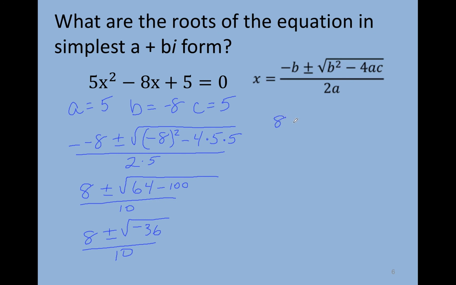I'm going to reduce that now, simplify that radical. Square root of negative 36 is 6i over 10. Let's split that up. 8 over 10 plus or minus 6i over 10. And then we're going to reduce our fraction. 8 over 10 is 4/5 plus or minus 3/5. Don't forget the i. Okay, and that's it for the complex roots.